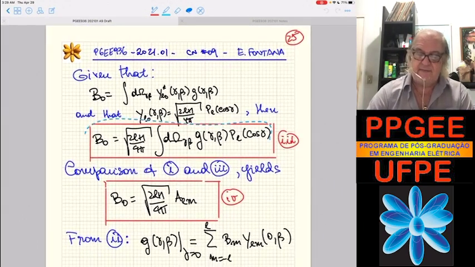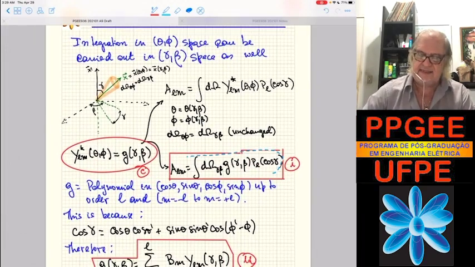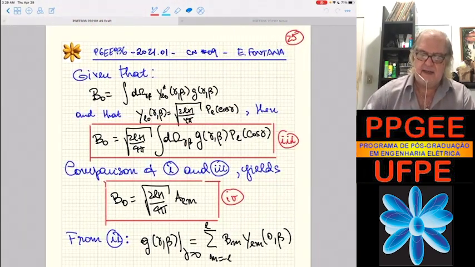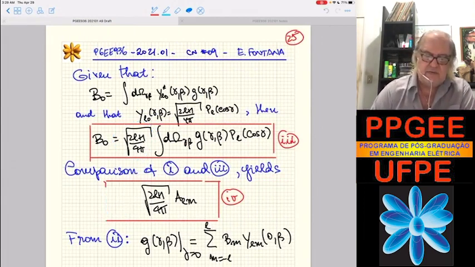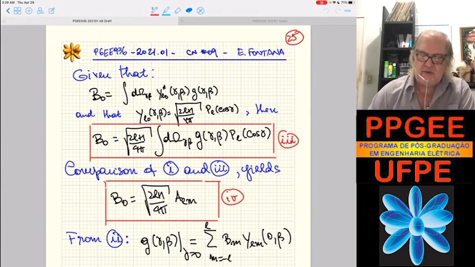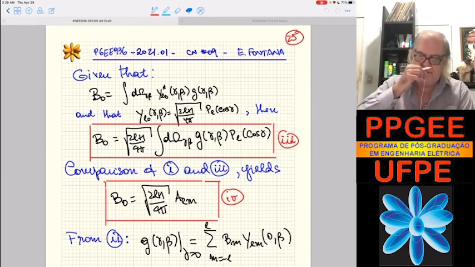That's called 3i. So look at the lecture notes. Compare 3i, you see the structure here in the integral, with the expression for ALM, which is exactly the same, except the factor here is 1, and here is 2L plus 1. So if you compare those two, it shows that B0 equals the square root of 2L plus 1 over 4 pi times ALM, right?